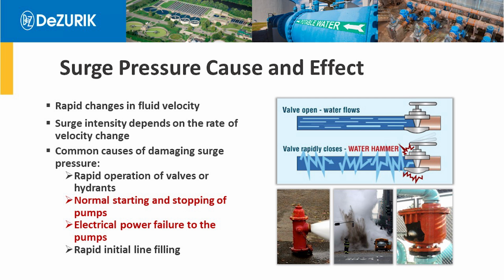Now, in a pumping station, the velocity changes are caused by normal starting and stopping of the pumps, and also by an electric power failure when the pump is running at maximum flow.